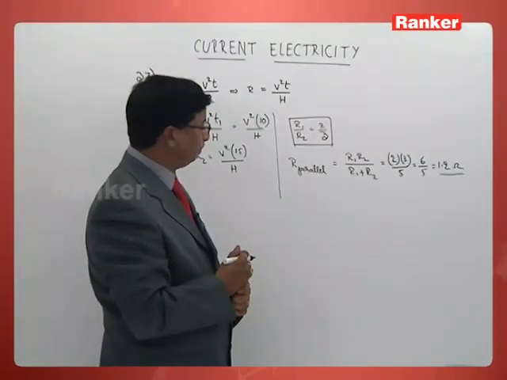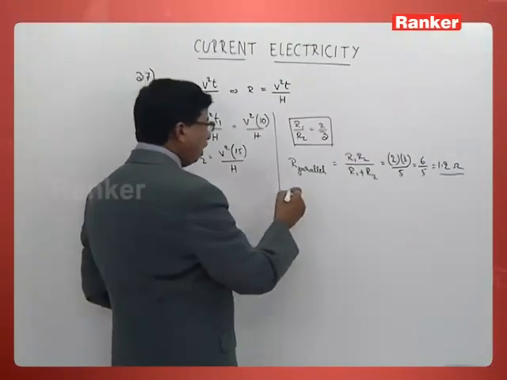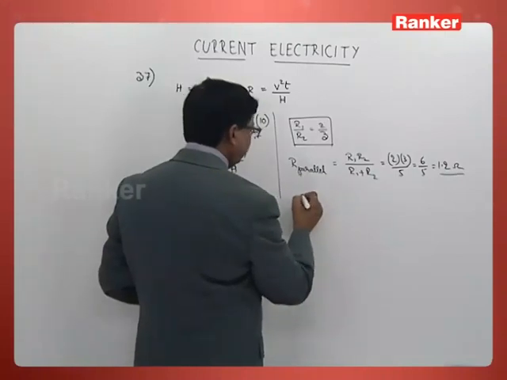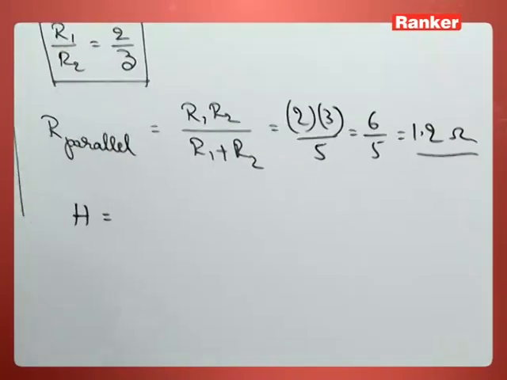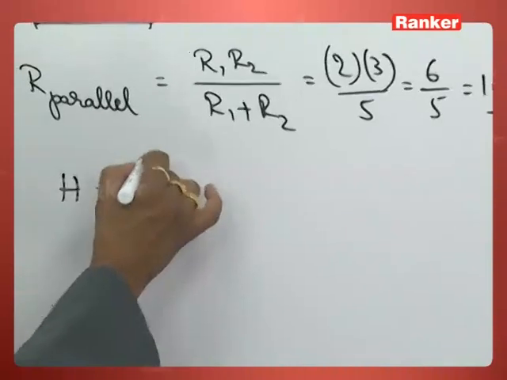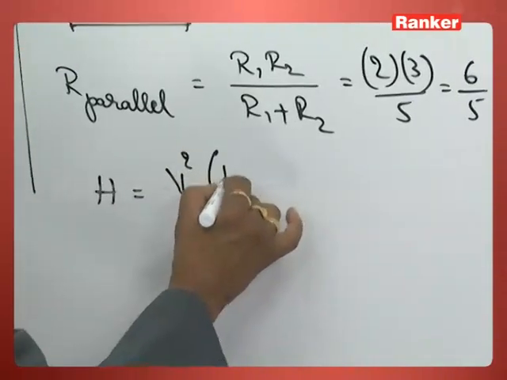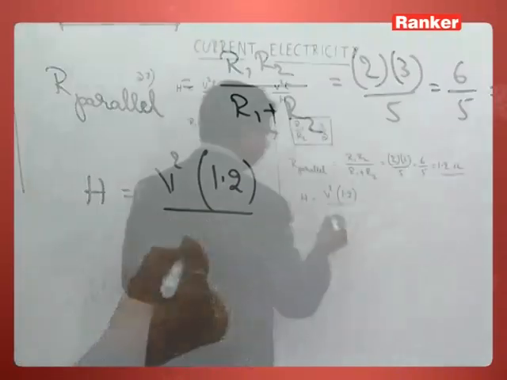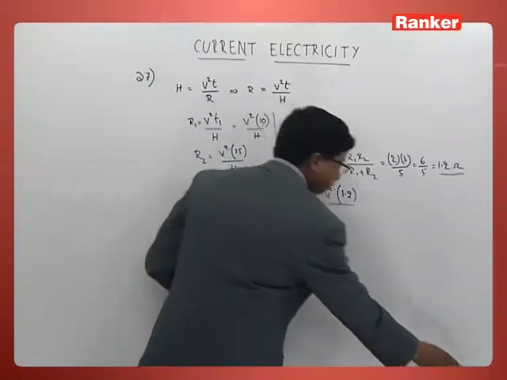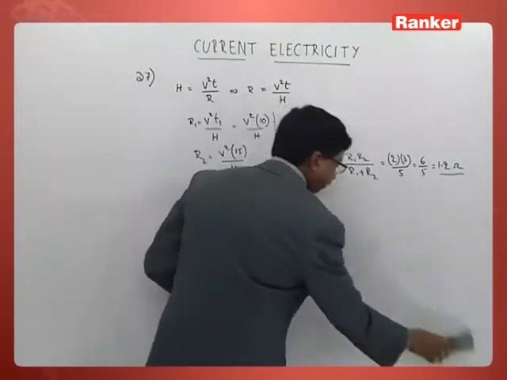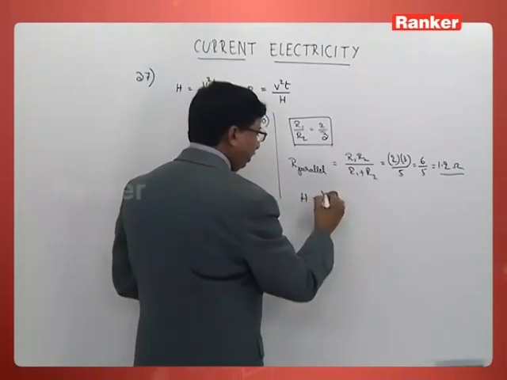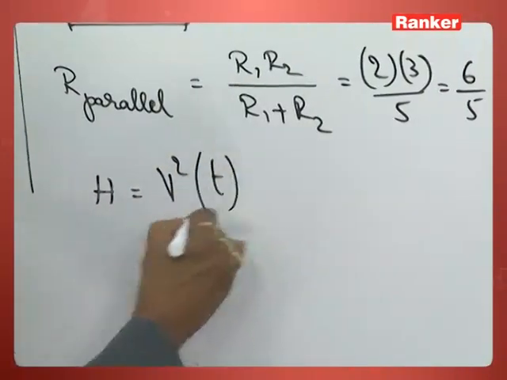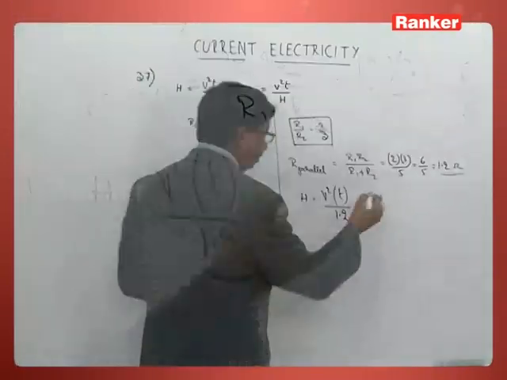Proportional if you take. Now you can write what will now be the quantity of heat energy in this particular case. It is V square into R parallel divided by V square into T by R parallel. Look at this step carefully. V square into T by R parallel, you can write it like this.